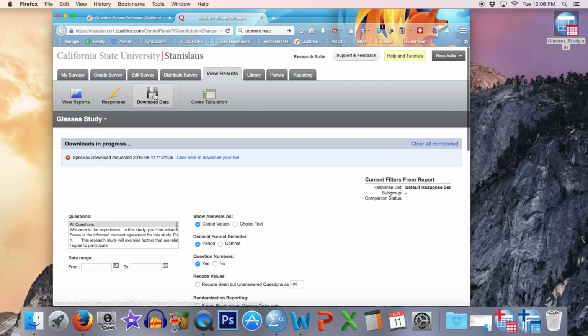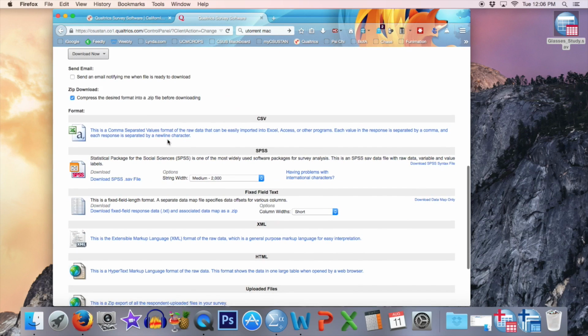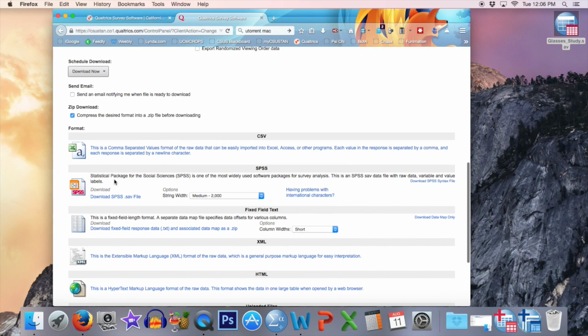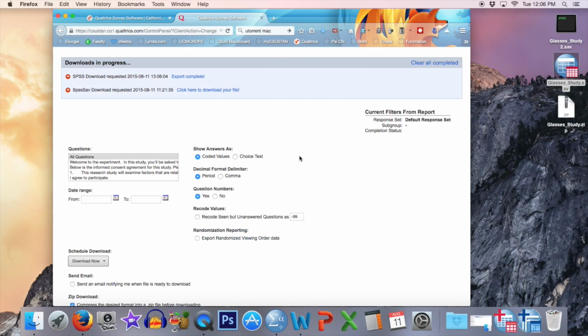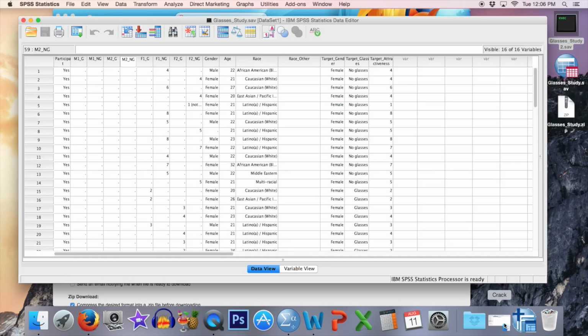And you're going to want to download it as an SPSS file right here. So it'll take a moment to load, and it'll ask you if you want to download the file. And it'll originally be a zip file, so you want to open it with the archive utility. So you can click OK. And this will automatically upload it right here onto your desktop or wherever you download files. I already have a copy of it open, where I've tweaked it a little bit so we can analyze data.